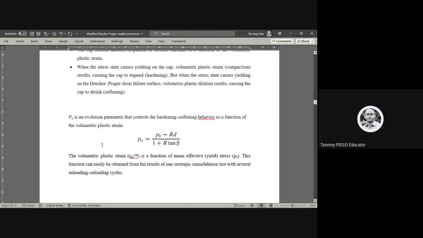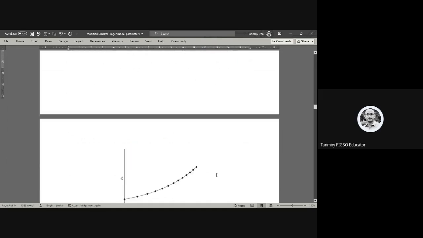So for the volumetric plastic strain, there is a term. It is again a function of Pb, and it can be easily obtained from an isotropic consolidation test with several loading and unloading cycles. So if we draw from the consolidation test, from this equation, if we vary this P and keep on changing the magnitude of P, we'll be getting a lot of data, and from there we'll be getting the volumetric plastic strain.